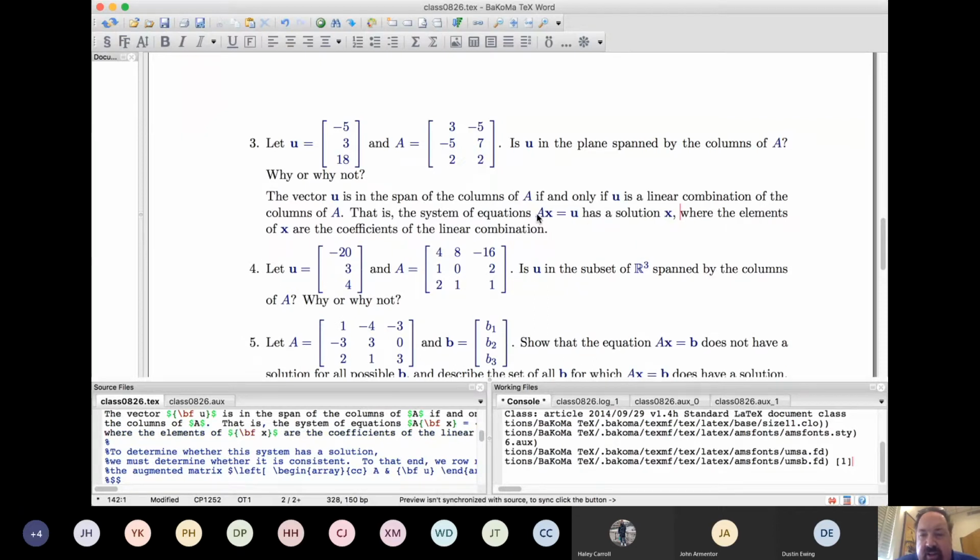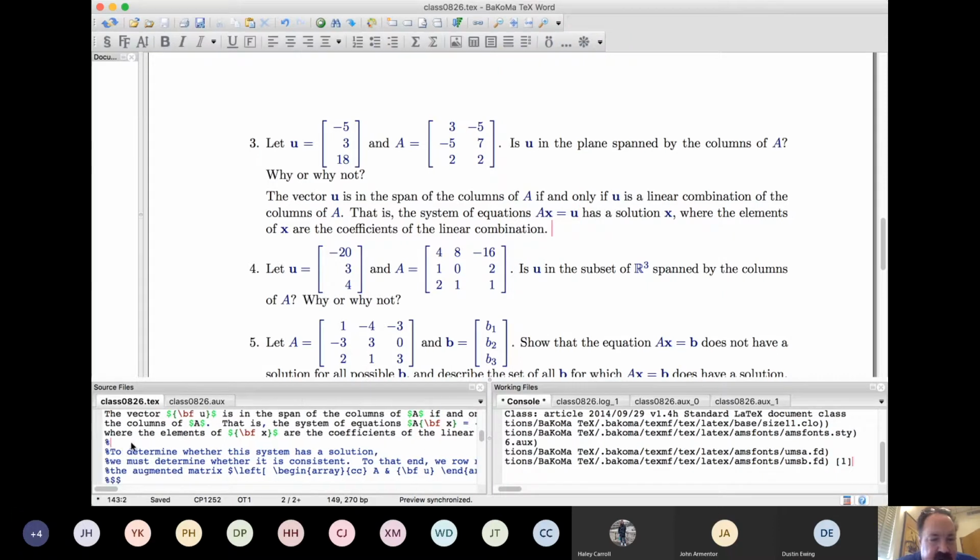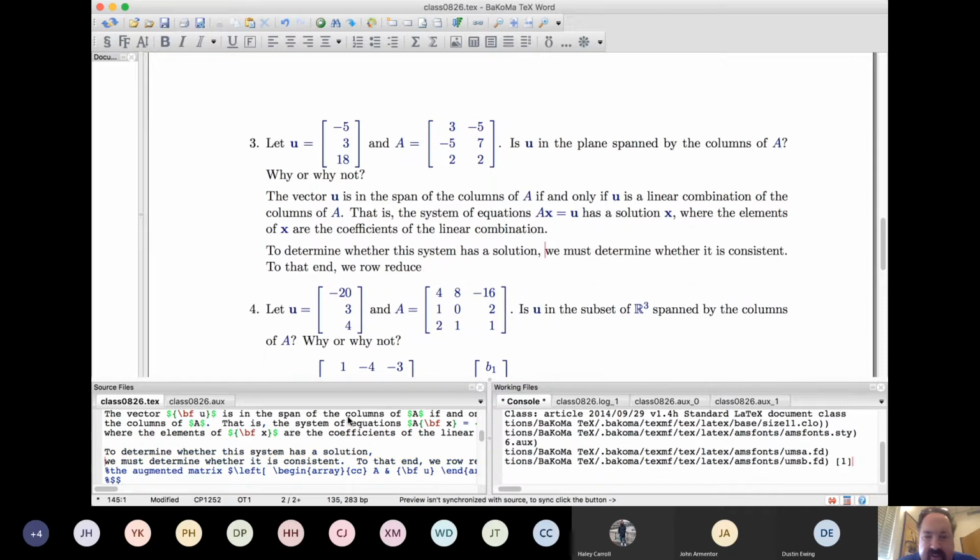So what we're going to do is actually solve this system, and if there is a solution X, then the elements of X are the coefficients in a linear combination of these columns that will give us U. So the problem is asking, is U in the plane? Does this system have a solution at all? That's the same as determining whether the system is consistent.